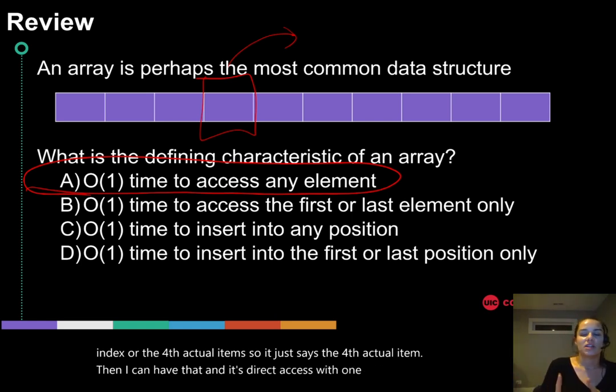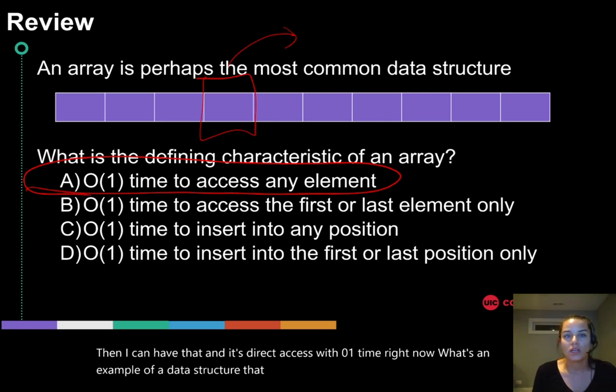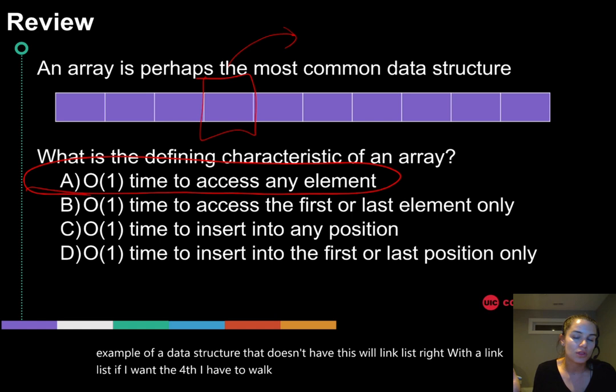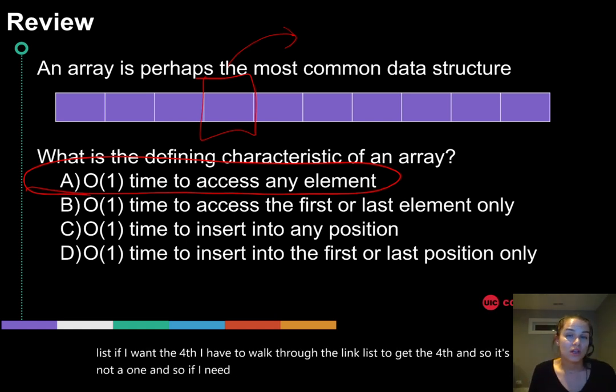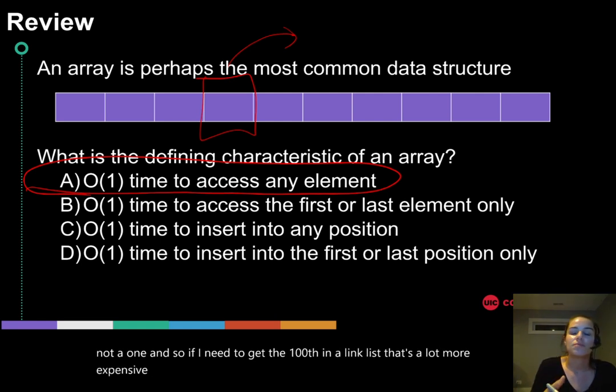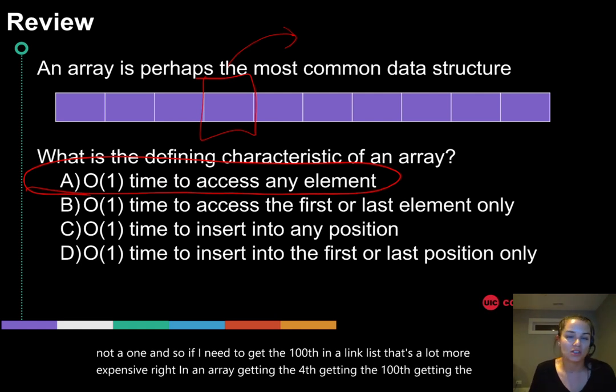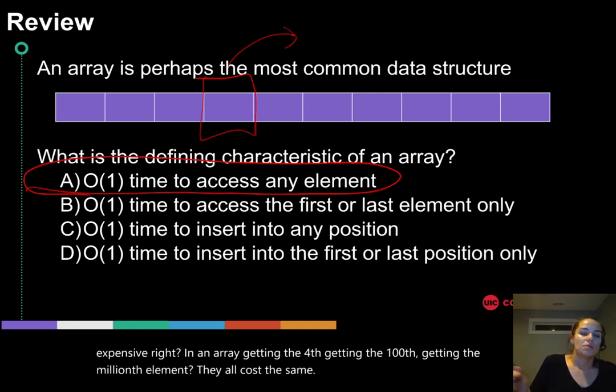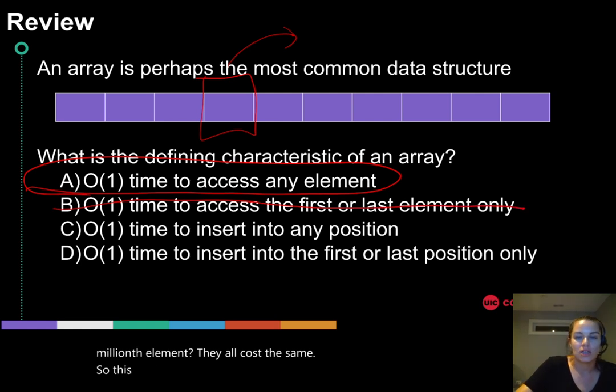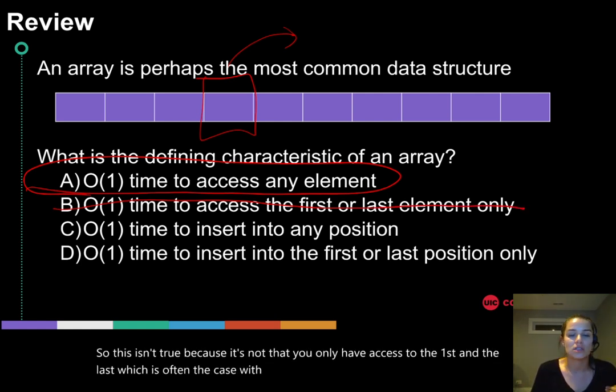Now, what's an example of a data structure that doesn't have this? Well, a linked list, right? With a linked list, if I want the 4th, I have to walk through the linked list to get the 4th, and so it's not O(1). And so if I need to get the 100th in a linked list, that's a lot more expensive, right? Where in an array, getting the 4th, getting the 100th, getting the 1,000,000th element, they all cost the same. So this isn't true because it's not that you only have access to the first and the last, which is often the case with the linked list. It's that you have access to any element, direct access.